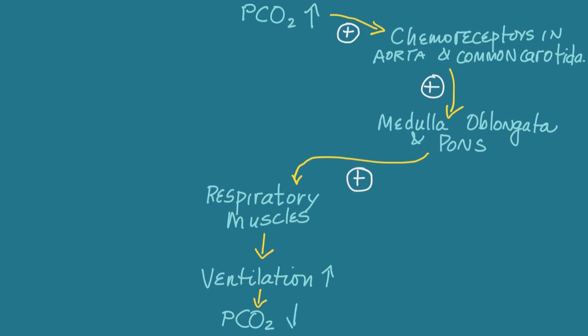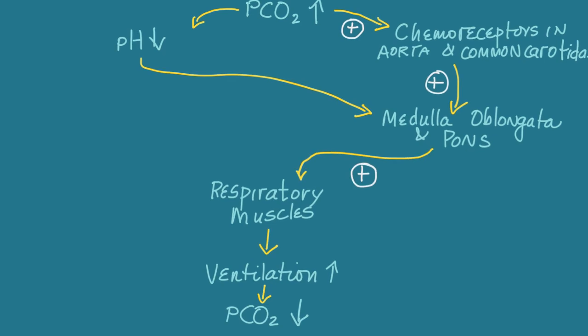At the same time, when the carbon dioxide levels increase, it also increases the hydrogen ion concentration in blood. In other words, your blood becomes more acidic. Your pH goes down. This drop in pH can be sensed by the medulla oblongata and pons directly, bringing about the same changes in the respiratory muscles, increase in ventilation, and lowering of carbon dioxide levels back to normal.